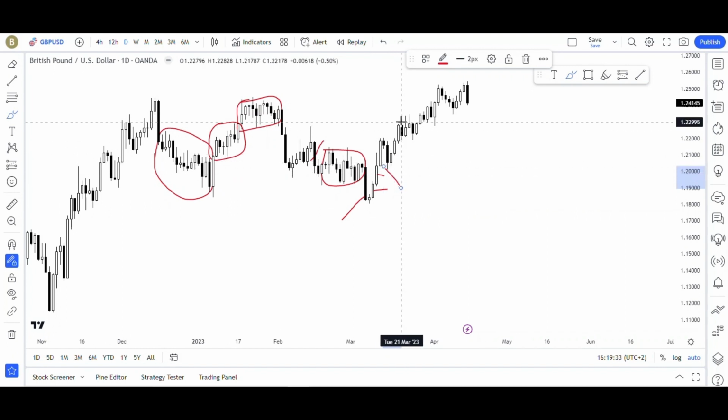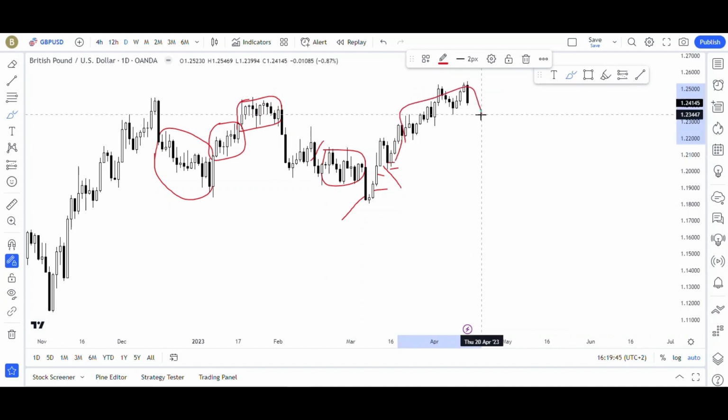And then we have another impulsive move that began here, and back to back 3 ESC candles. And then we have a lot of small candles just right here. They are just part of corrective moves.